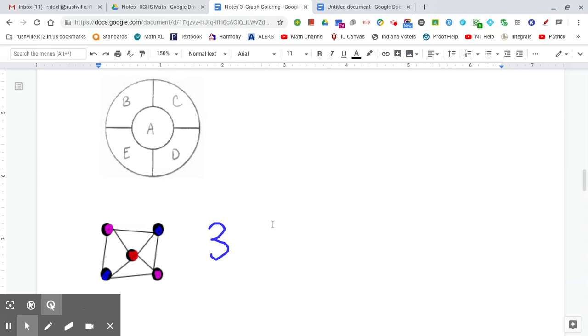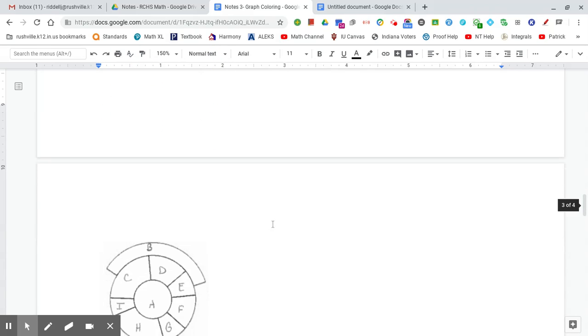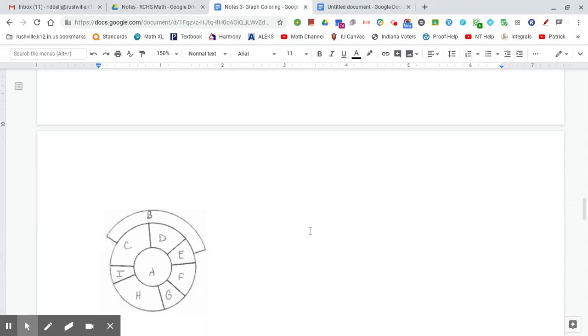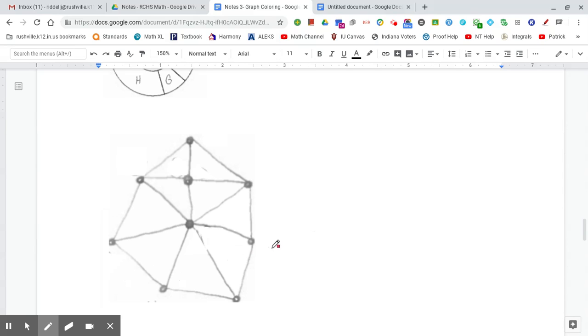Let's make it a little bit harder. Let's have some more sections. Okay, please pause the video and try to find the chromatic number of this graph. Okay, here's what my graph looks like. Vertex A has the most conflict, so I'll start by coloring it. The only vertex it's not adjacent to is B, so I'll color B the same color.